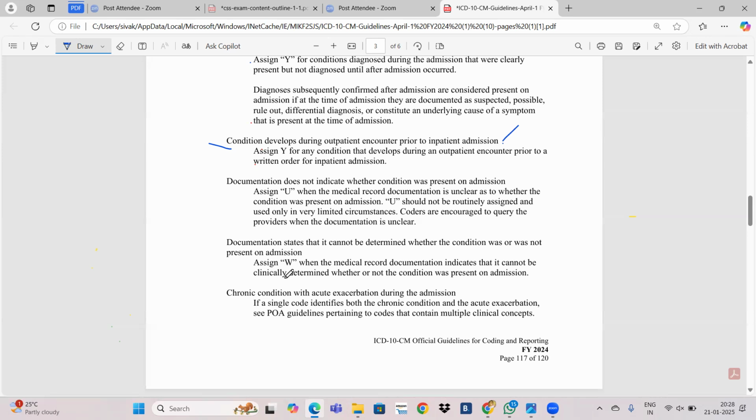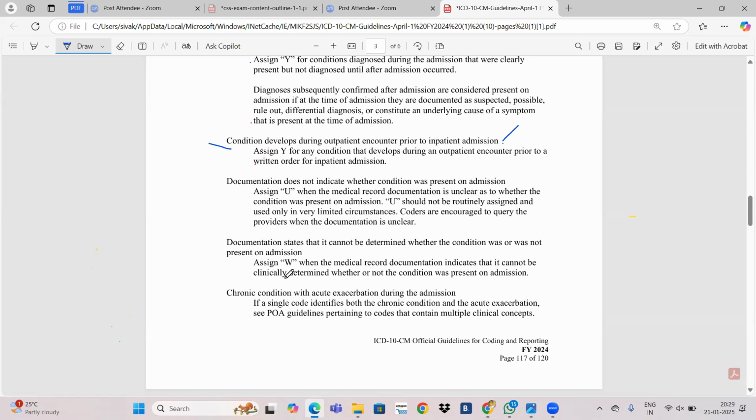Now, while you are going to the hospital through appointment, you are waiting in the hospital lobby. You have still not met the physician, you are just waiting in the hospital lobby. In the hospital lobby, a condition develops. For that condition, what indicator will you assign? N. Why? Because until you get the inpatient order, you are still considered an outpatient. You don't know whether they will give inpatient admission or not.